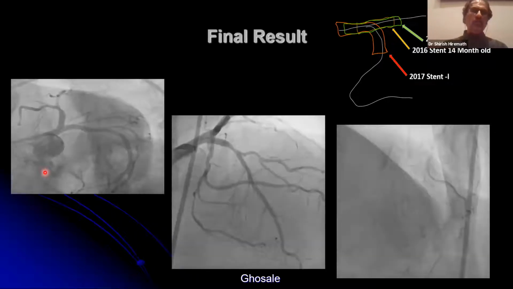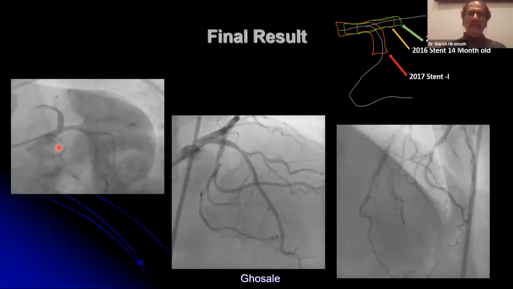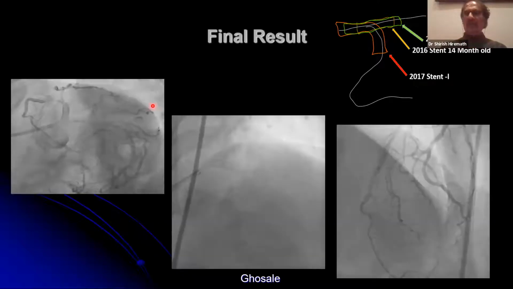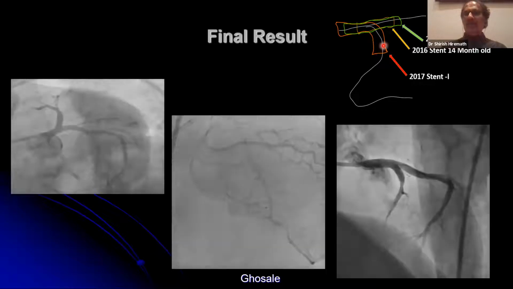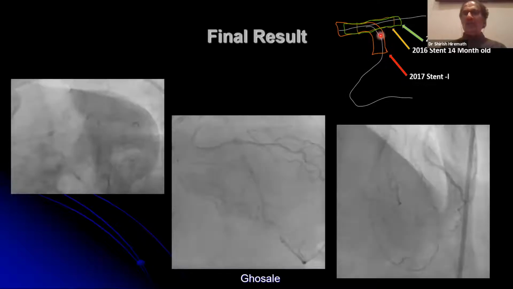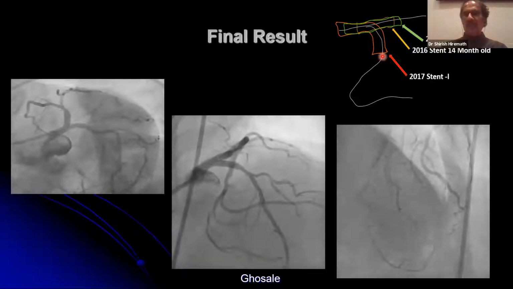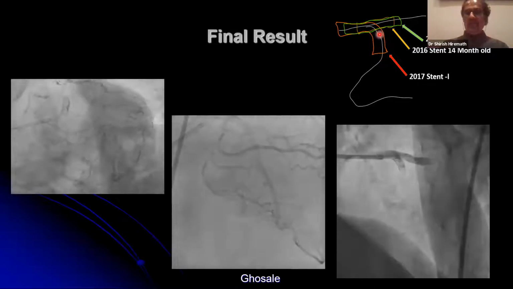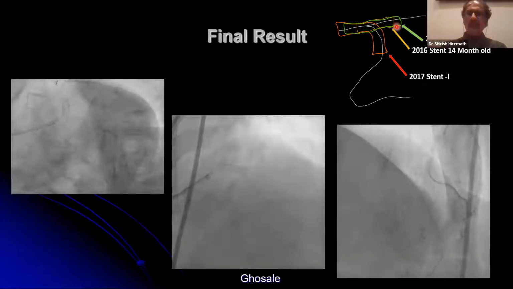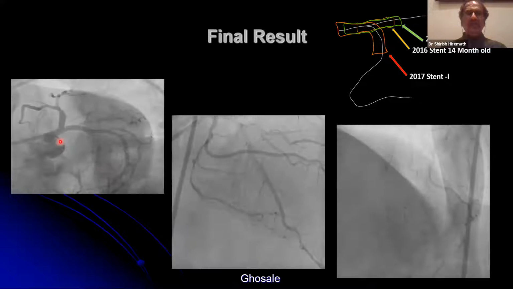So we had to do a delayed culotte with the old stent, which was 14 months old. And since that stent had not expanded fully, we had to put one more stent. So you can see the old stent here is in yellow, 2016, and 14 months later, 2017, we have put first stents from ostium of left main to the circumflex. This was a dominant circulation. And since the old LAD stent was not expanded well, we have put one more stent in this area. And you can see a very nice bifurcation in the LAO caudal view.